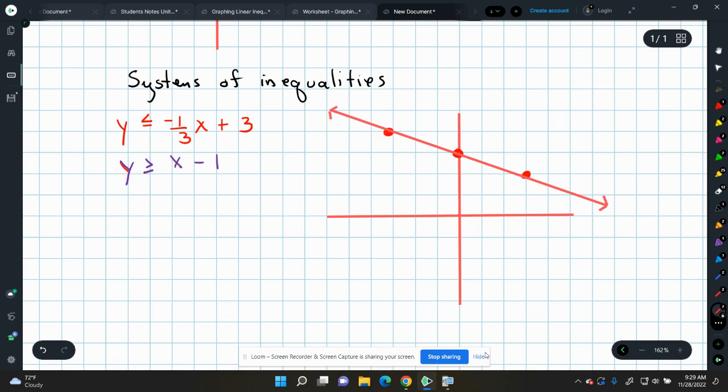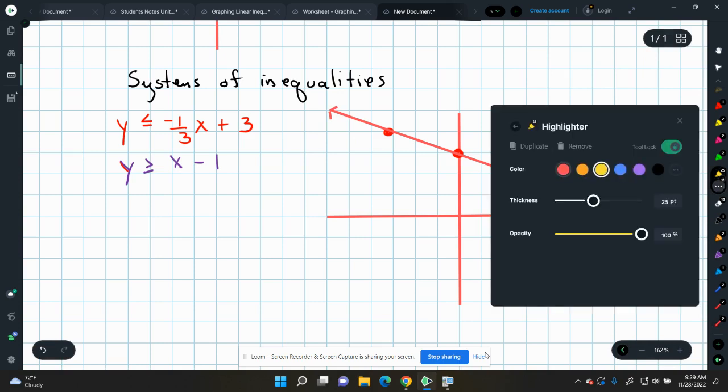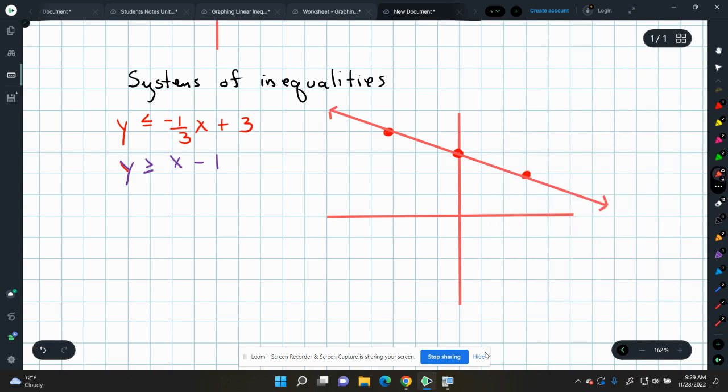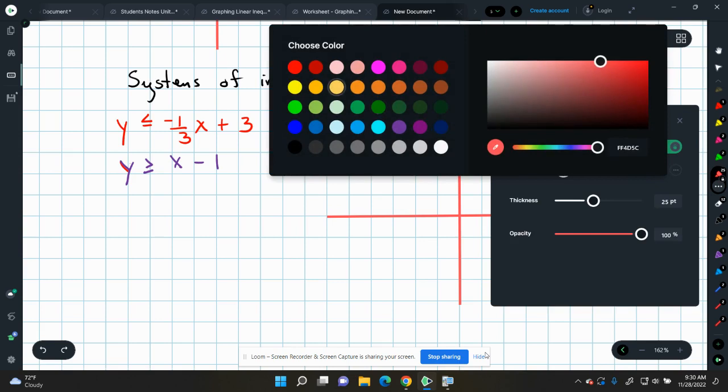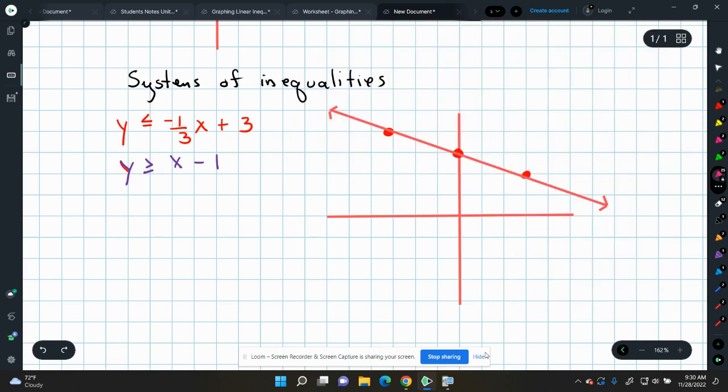And I need to shade, so I'm going to change the color of my marker here. Okay, and it's less than or equal to, so that means what? It's below. Shade below. Oops, that's really dark. I'll slow down so that you guys can catch up. Yeah, that's okay. I'm going to explain it.